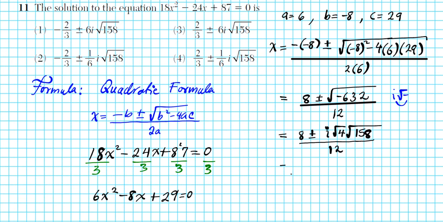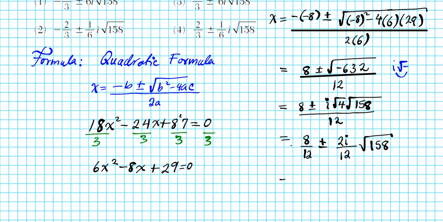Okay, now we can split it apart. So we have the real part and the imaginary part. So we have 8 divided by 12 plus or minus the square root of 4 is 2, 2i over 12 root 158. Okay, so let's go ahead and simplify by dividing by the GCF. In the case of 8 over 12, the GCF is 4, so divide by 4 top and bottom. And that gives us 2 over 3 plus or minus.